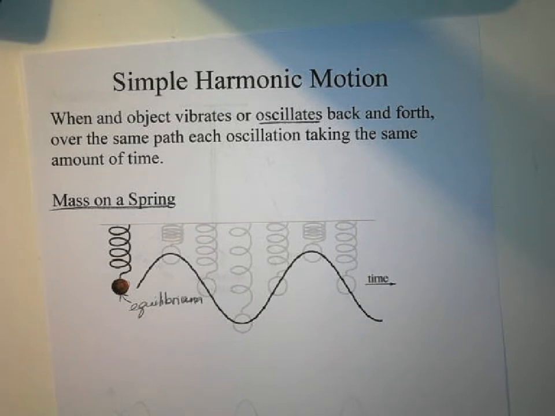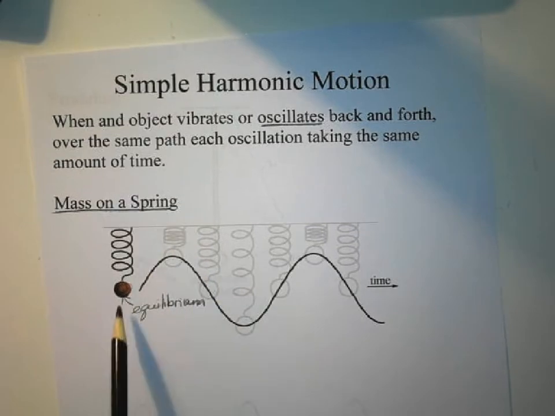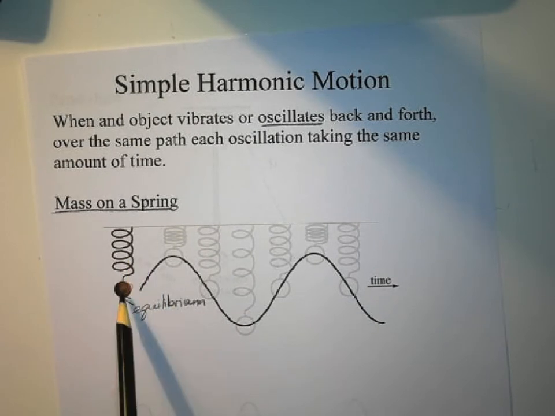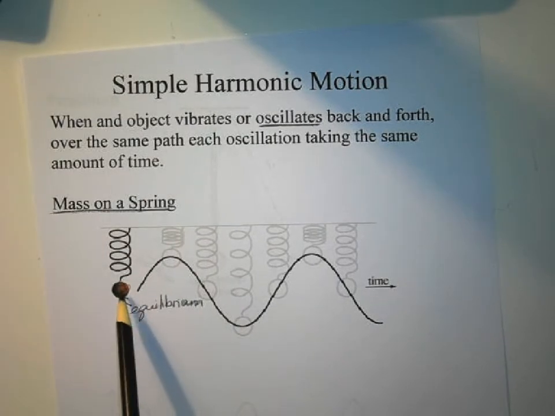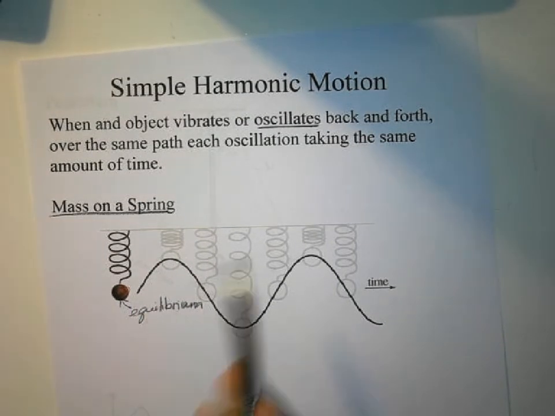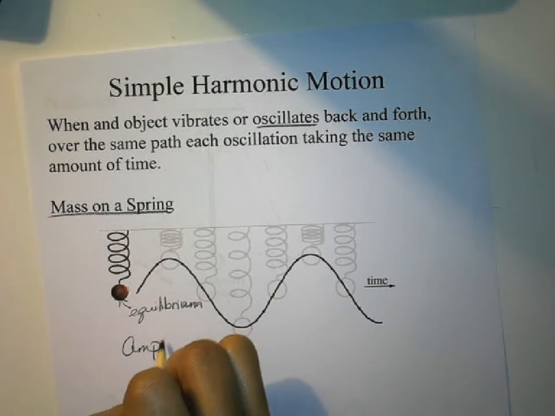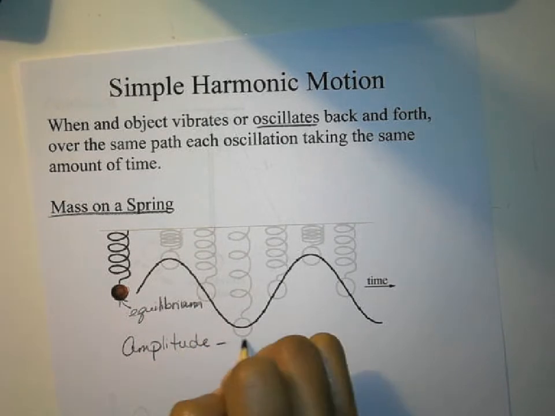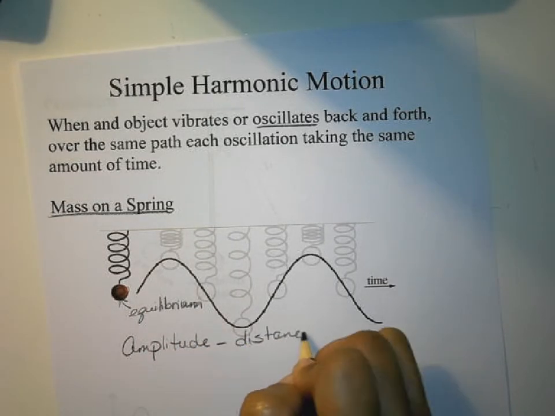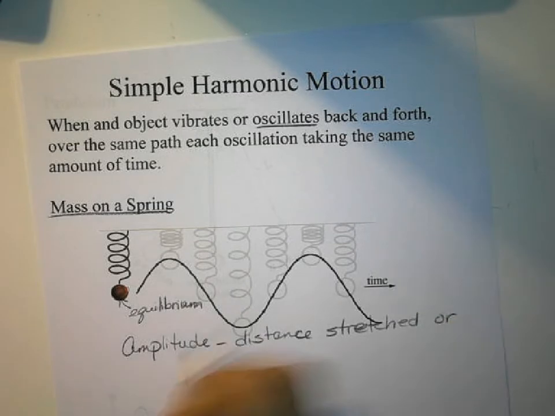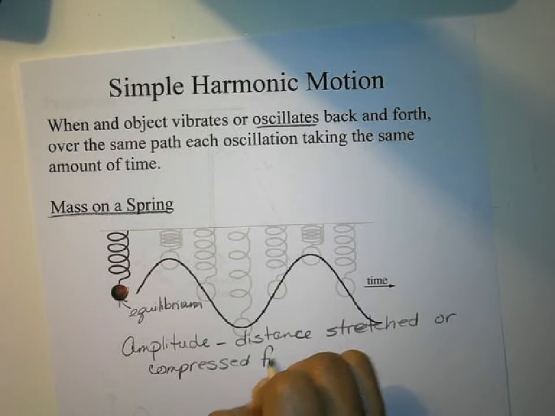And then I have to put in some work. I have to either force the mass up and compress it, or I can force the mass down and stretch it. And the amount I compress it or the amount I stretch it, that position from equilibrium is called the amplitude. And for the spring, the amplitude is measured in meters. So let me go ahead and give you the definition. Amplitude is distance stretched or compressed from equilibrium.